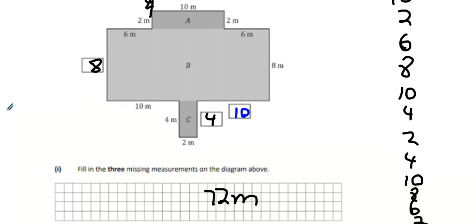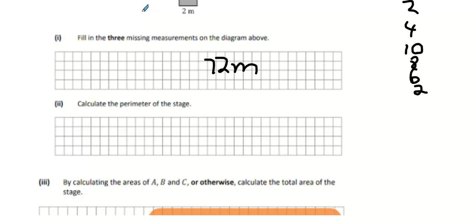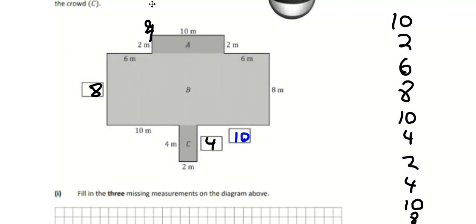Okay, finally, calculate the total area. We're going to be done in a second. Total area. Okay. Yeah, you better do this. JC. Okay, what's the area of A? The green part. Is 20. Good job. Now, what's the area of the red part? C.